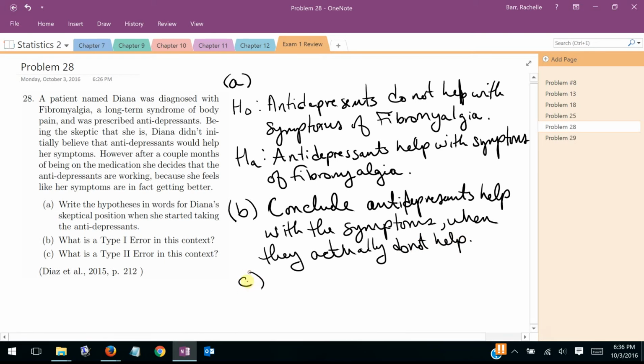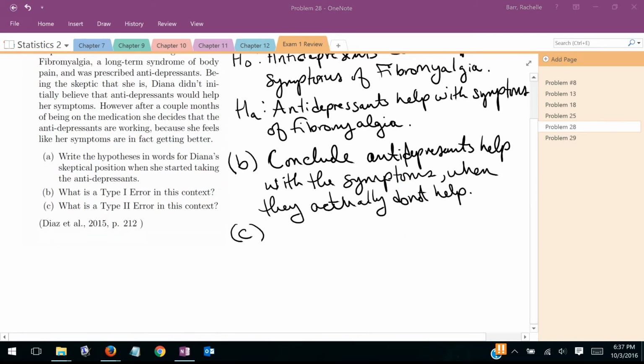Okay. So type 2 error, like I said a few seconds ago, is failing to reject a false null hypothesis. So if I fail to reject, then I'm going to accept that the antidepressants do not help. That was very confusing. Let's try this again. If I fail to reject the null hypothesis, then you would conclude that the antidepressants do not help with fibromyalgia when they actually do, which is how the H naught is false.